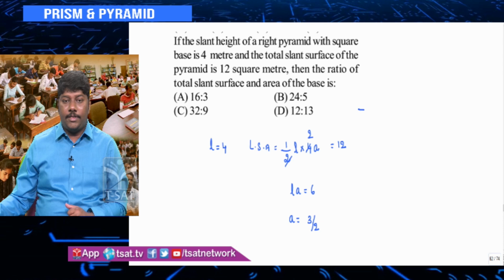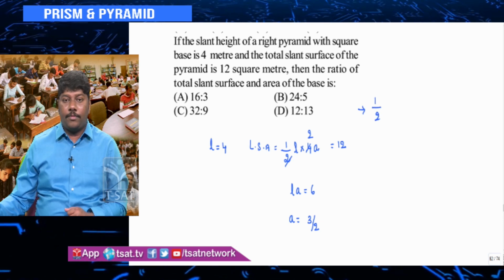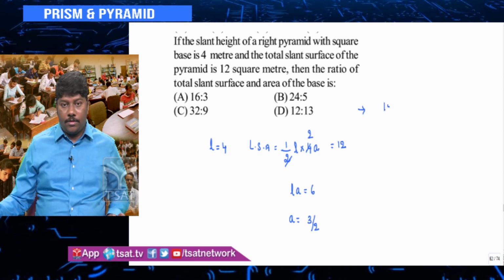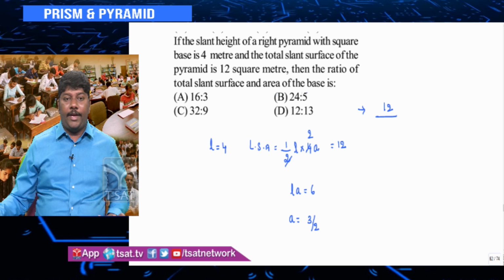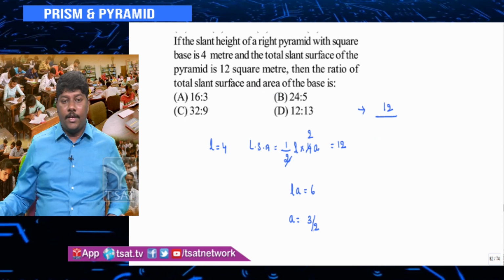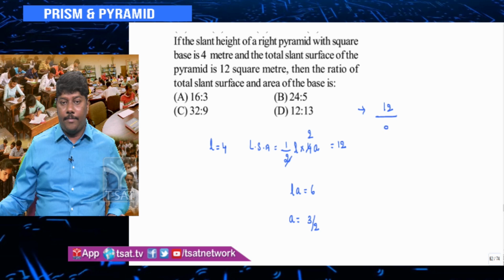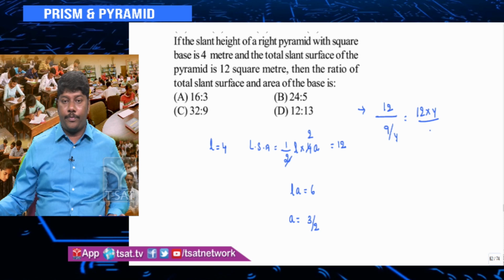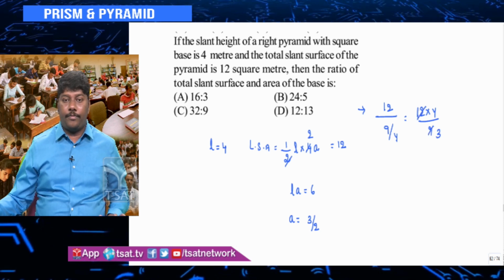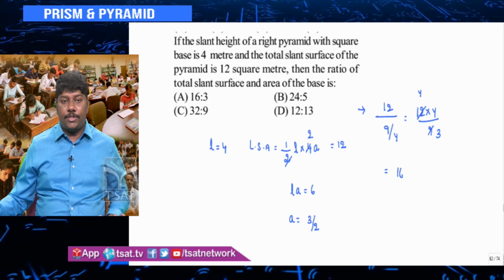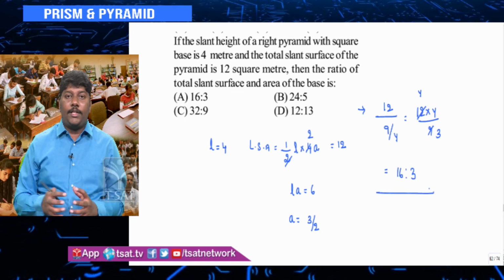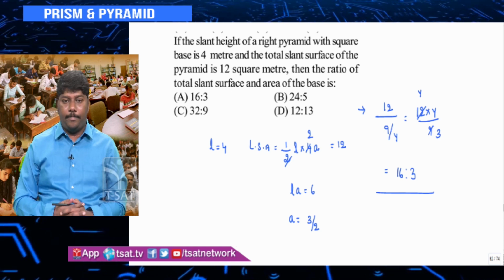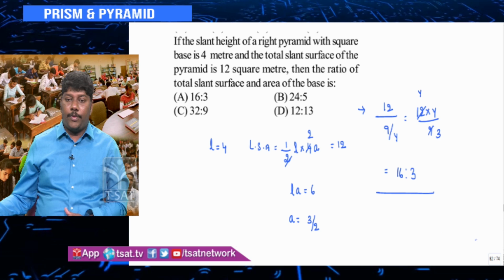Total slant surface is half into l into a, that is 12, it is already given, by the base area. So, what is base area? It is a square, square area, right. So, it is 9 by 4. So, it becomes 12 into 4 by 9, 3s are 4s are, 16 is to 3. Total slant surface area means lateral surface area, base area is a square area here. Let's look at the next one.